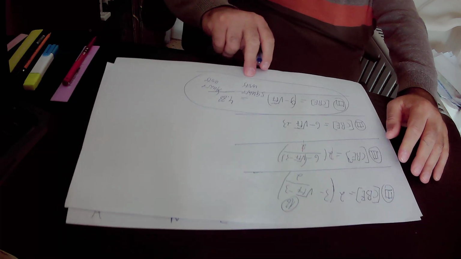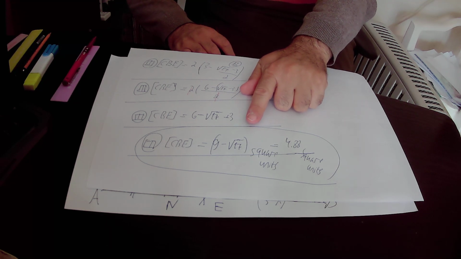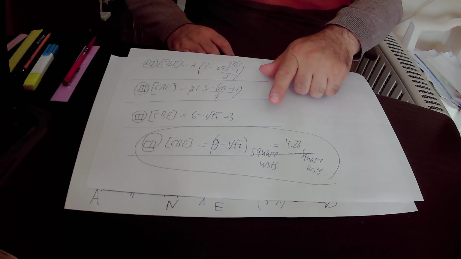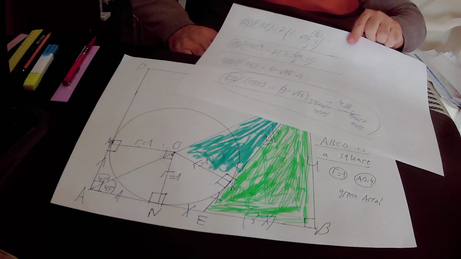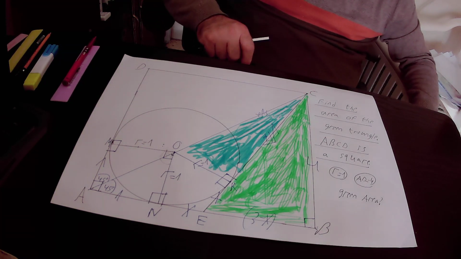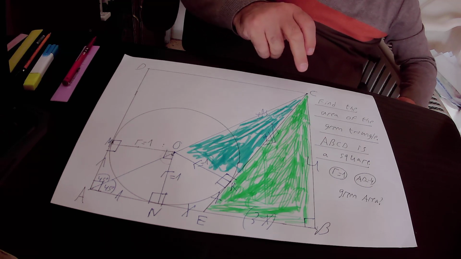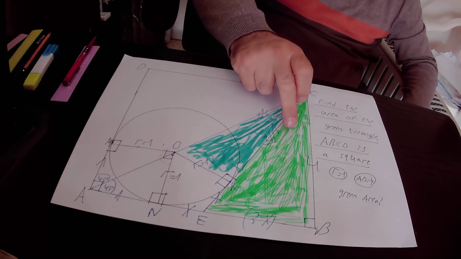Again, the area of the green right triangle CBE equals either 9 minus square root of 17 square units, or in terms of numbers, 4.88 square units. I will repeat again, the area of this green right triangle CBE equals either 9 minus square root of 17 square units, or in terms of numbers, 4.88 square units.